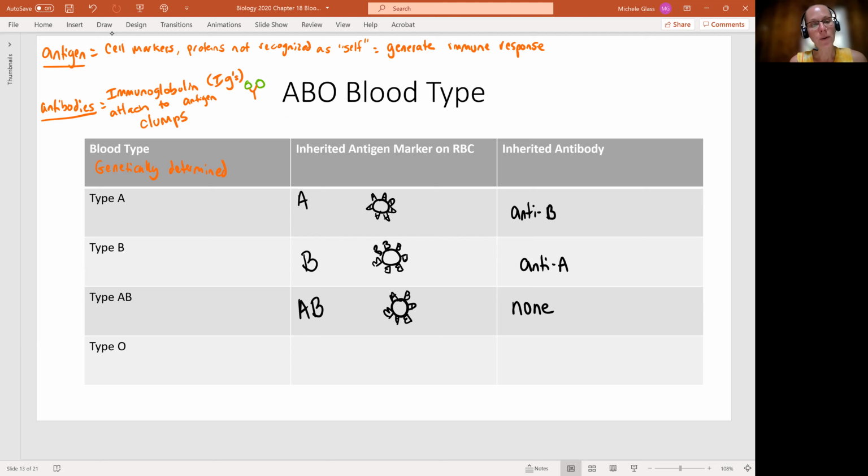In the case of type O, I imagine they use the O there because it's just a blank circle. So in this case, there is no marker on your red blood cells. So if we want to draw like our circle for a red blood cell, like we've been doing, then there's nothing attached on the outside in terms of A and B markers. There's none. It's empty. And so in this case, you're going to inherit both anti-A and you're going to inherit anti-B.